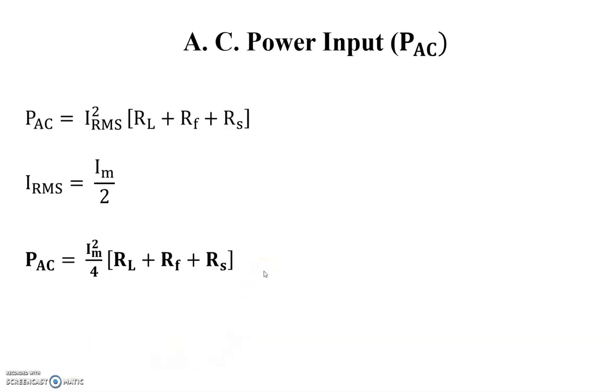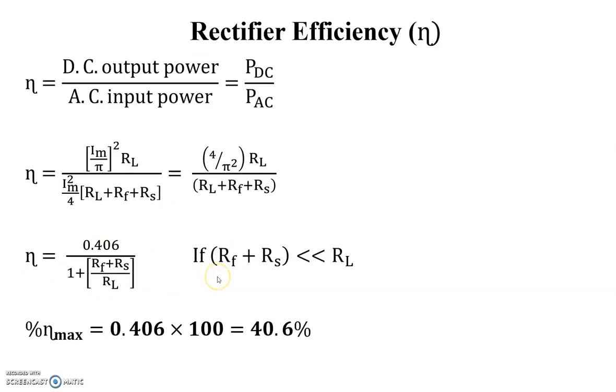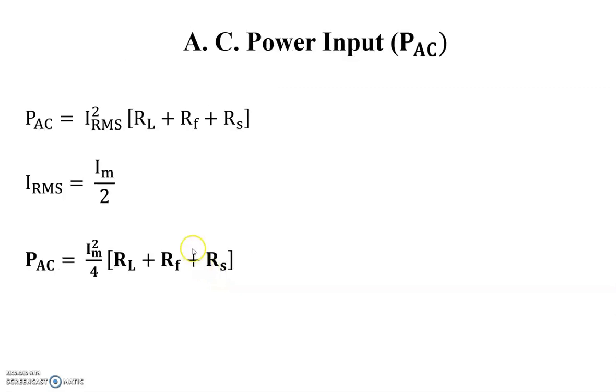Next one, the AC power input, PAC, is equal to IRMS square into the sum of the three resistor values. IRMS is equal to Im by 2, so just substitute, which gives Im square by 4 into RL plus RF plus RS. Now you know the DC power output and the AC power input.